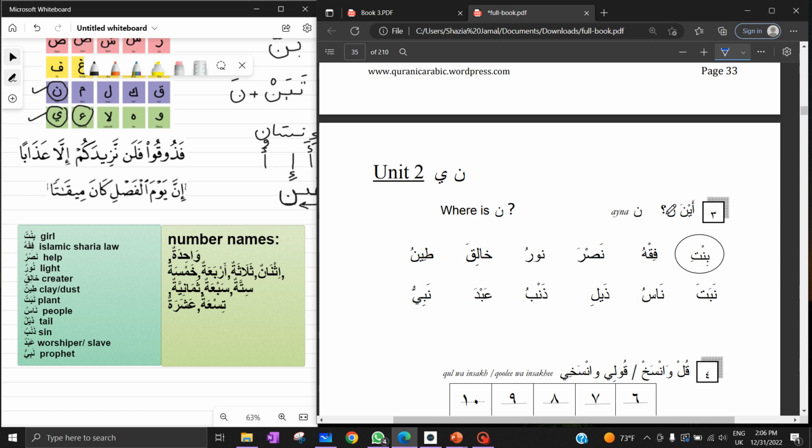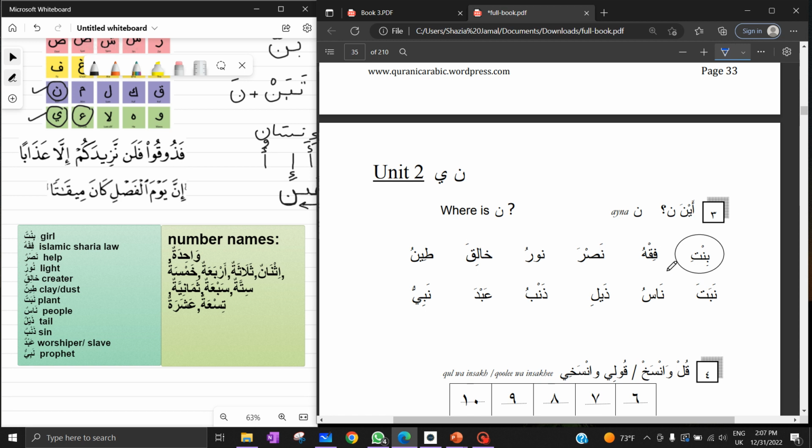Aina noon means where is noon? You have to find the noon in all these vocabulary words, and where you find the noon you need to circle the word, and I have given you all the meanings here. The first word is already circled. Can anybody guess where is noon? Yes, the noon is in the middle with sukoon.